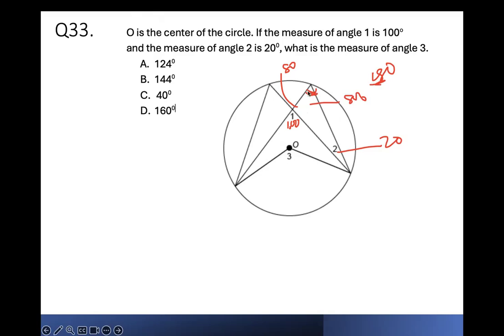Since this is an inscribed angle, the relationship is 2 times that angle will give you the central angle at the center of the circle. What number do you get here? We get 80. So 80 times 2 will give you 160. So that's the angle 3, because it's the central angle, and is related to the inscribed angle, and that's how we can find the answer choice associated with that. Very, very important to pay attention to that concept.